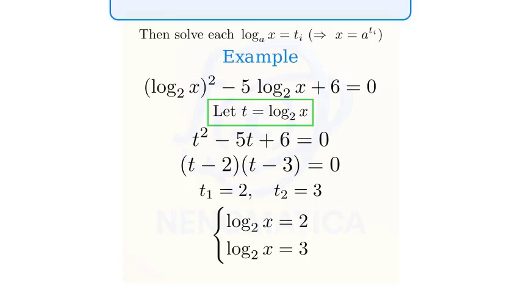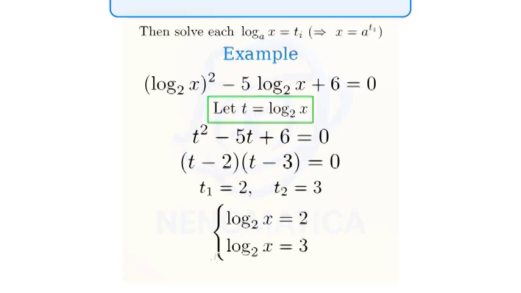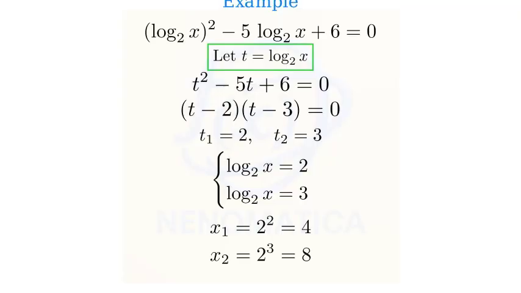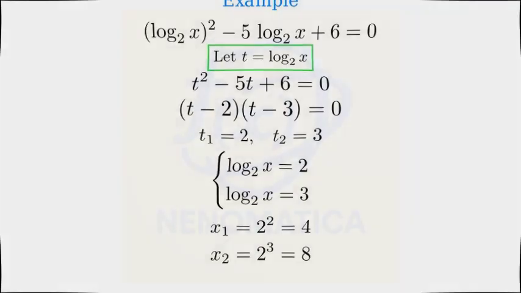Step 4. Convert each to exponential form. From log base 2 of x equals 2, we get x equals 2 squared, which is 4. From log base 2 of x equals 3, we get x equals 2 cubed, which is 8.